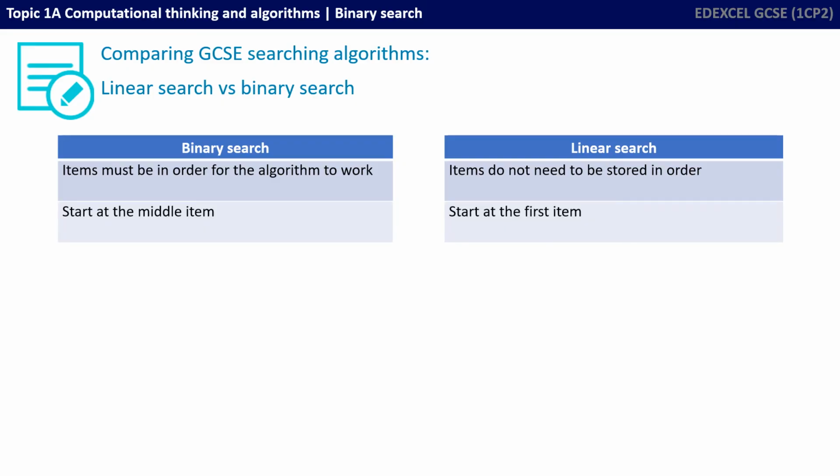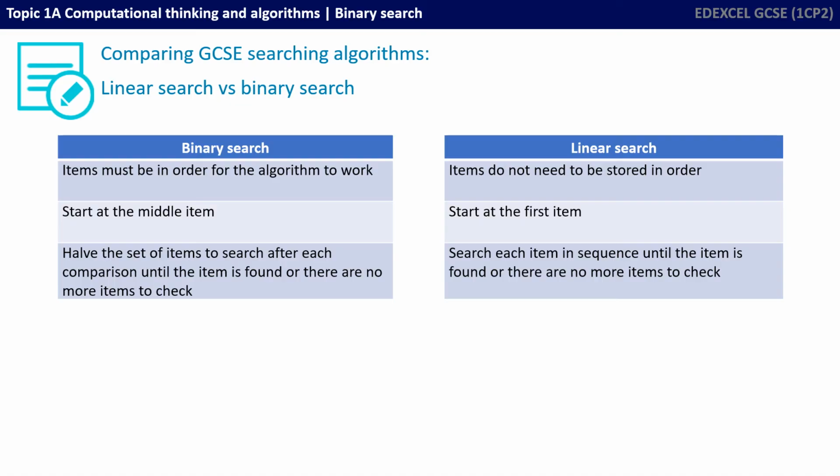With a binary search, we start with the middle item, whereas with a linear search, we start with the first item. With a binary search, we halve the set of items to search after each comparison until the item is found or there's no more items to check. Whereas with the linear search, we search each item in sequence until the item is found or there's no more items to check.